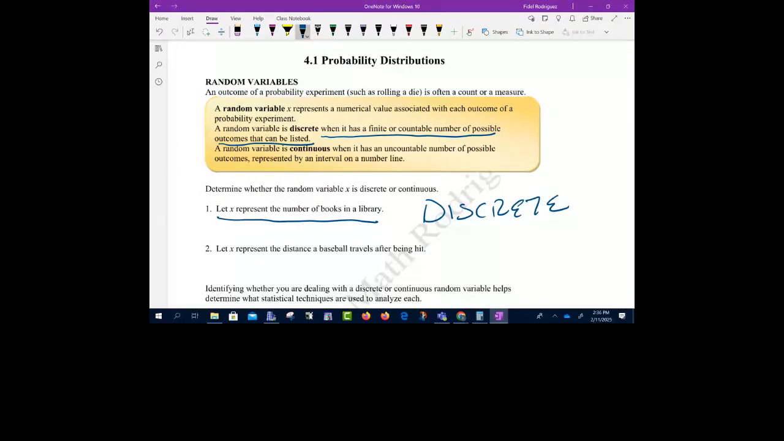Now, let X represent the distance a baseball travels after being hit. So, y'all, if we were to go to a game, the distance that a ball is hit, there's an infinite number of values that it can have, right? So it can go 10 feet, it can go 10.1 feet, it can go 10.11 feet, it can go 10.8 feet. There's no ending to how far the ball is going to go. So this here, y'all, would be what we call continuous, okay?